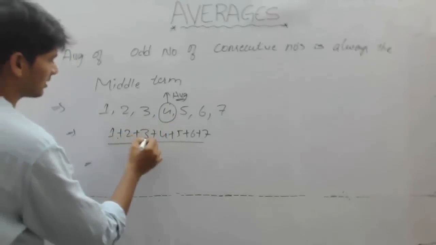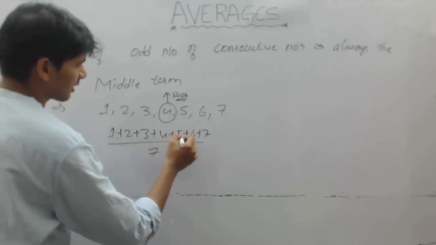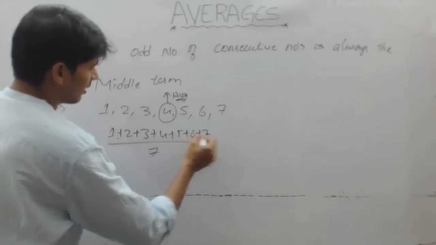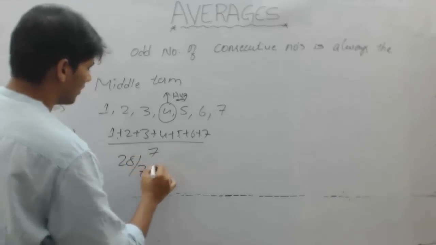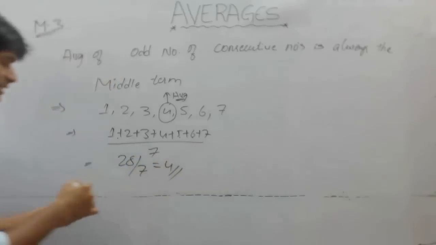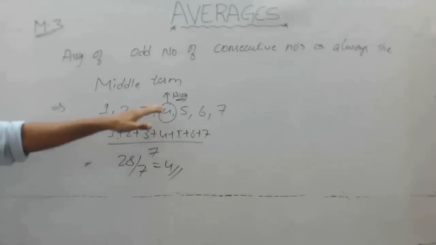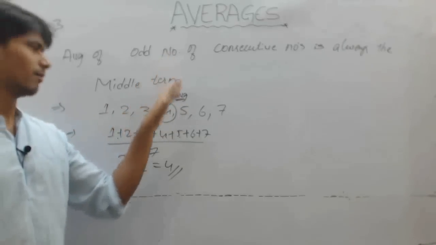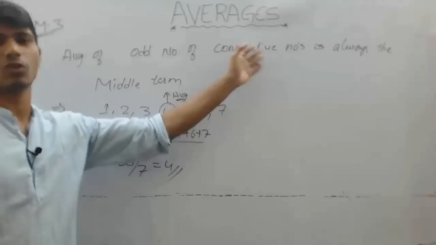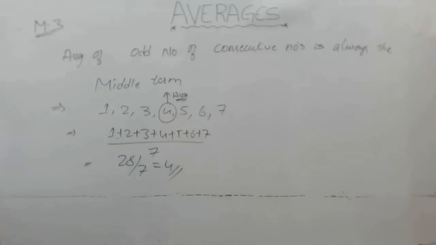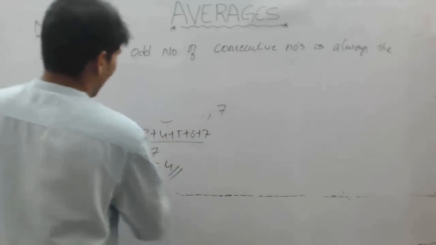Even if you calculate, you get the same thing. 3 plus 3 is 6, 6 plus 4 is 10, 15, 21 and 28. 28 divided by 7 is 4, again the same thing. So without placing the pen on the paper, you can directly know the answer if you know this concept.